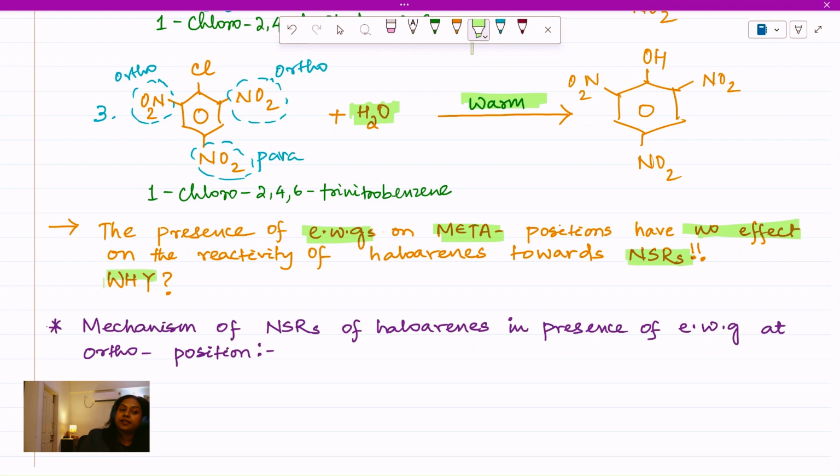There is a question, and a very important question. It is often asked in the exam. Why do you not see any effect of electron withdrawing groups at meta positions? Why only at ortho and para?